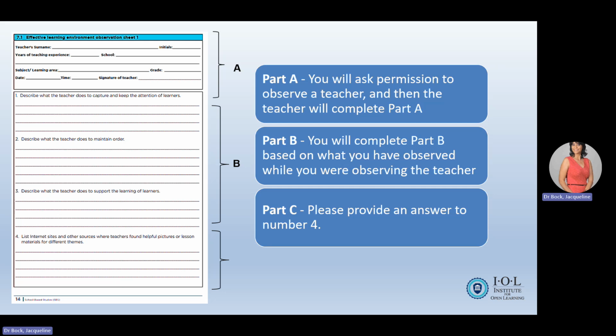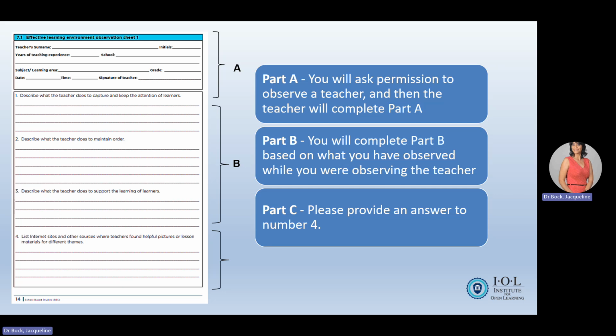You ask permission. It's 7.1, it's not 7.3. You just can't start observing. You must get approval from the teacher, and if the teacher agrees, then the A part will be completed. You will ask permission, and then the teacher will complete part A. That is the responsibility of that teacher.